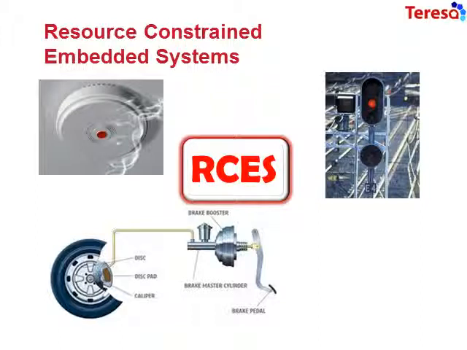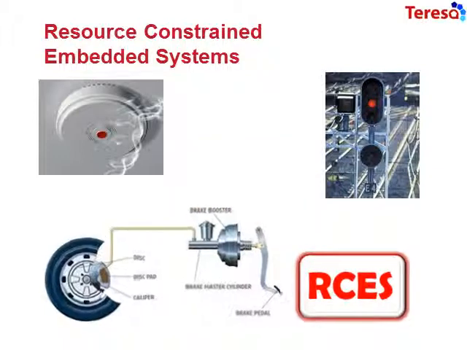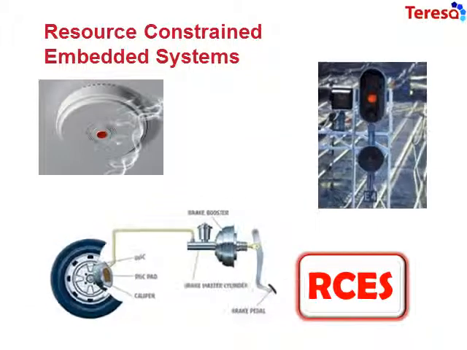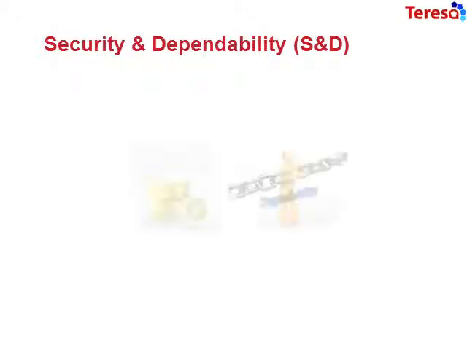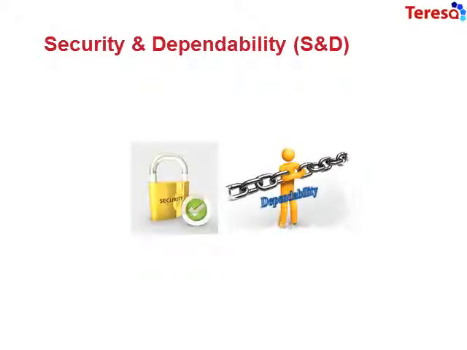Resource-constrained embedded systems are important because they are often part of critical applications, such as a car braking system, a signaling system, and a fire detection system. Resource-constrained embedded systems must increasingly integrate additional features for security and dependability.